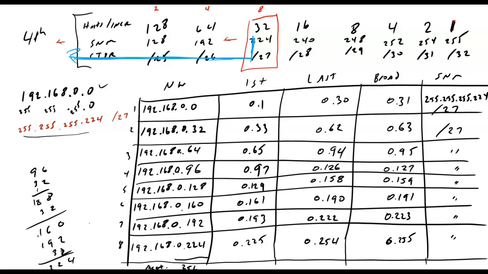Now, this problem was an example of solving a network by the number of subnets that we need. We said we needed 8 subnets, and indeed we have 8 subnets. In the next example, I'm going to solve a problem by the number of hosts that you need in each network.